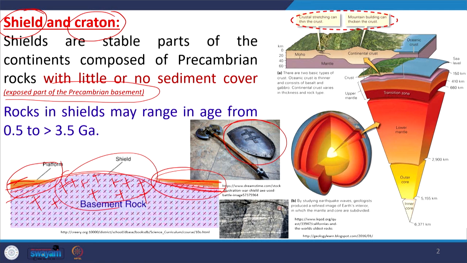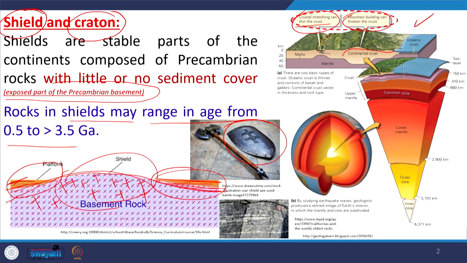And the sediment thickness may vary from 2 to 3 kilometers or 5 kilometers or so. And rocks in the shields may range in age from 0.5 to 3.5 giga annum. Now, if you see this image, crustal stretching can occur in the crust. That means if you stretch this crustal rock, you will find a thin crust here. Similarly, at the collisional mountain zones, you will find a thick crust. So, I want to say that though this is a crustal system which is very hard and compact, its thickness varies from place to place.